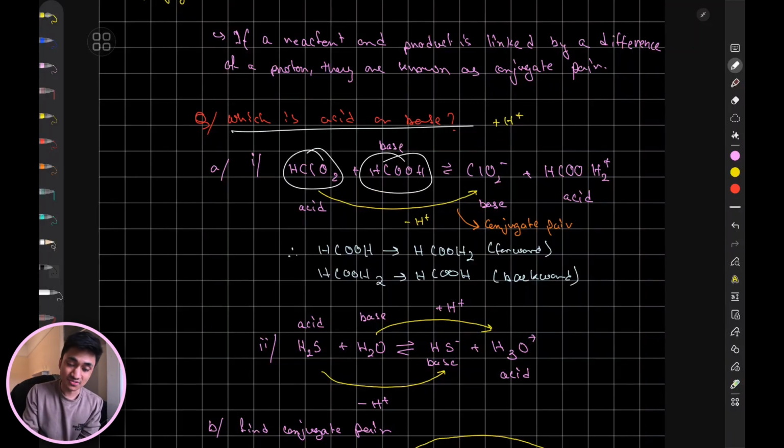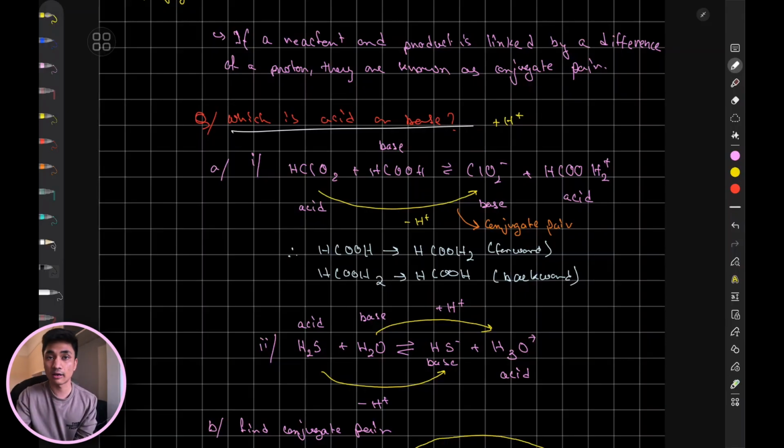Both are what? Acids, right? It's chlorous acid over here, HClO2, and this is methanoic acid. Both are acids, my friend. But one will act as a base, the other will act as an acid. Whichever is more acidic, with more donating inclination, will be the acid. The other will be the base.